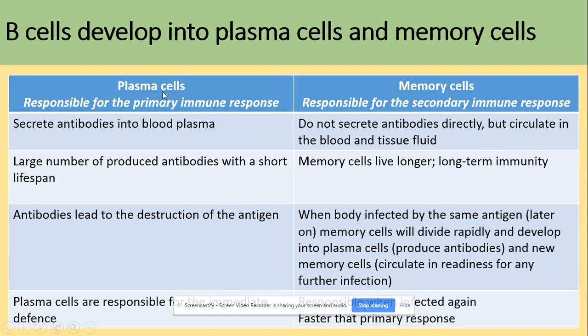How do they work then? Plasma cells will secrete antibodies straight into blood plasma, but memory cells do not secrete antibodies directly; they circulate in the blood and tissue fluid instead. Plasma cells produce a large number of antibodies with a short lifespan, so that's really important. Those antibodies are not going to give long-term immunity, they're just going to be there for a short time. Memory cells will live longer and they will be involved in long-term immunity.